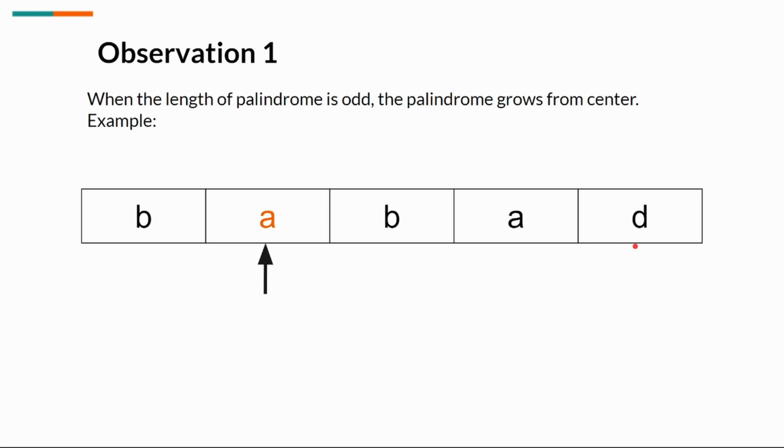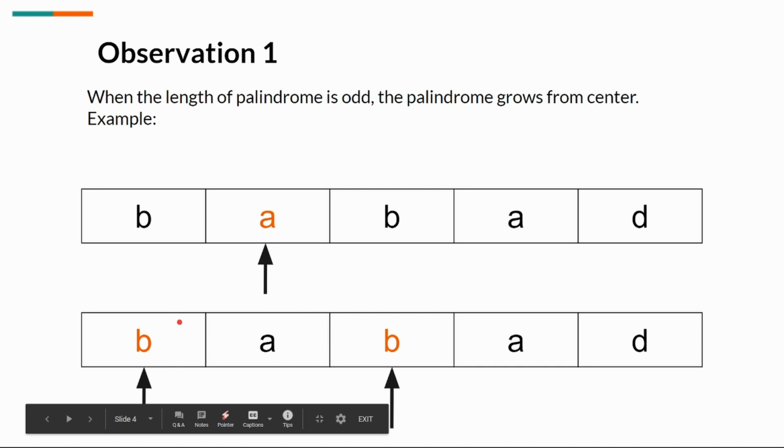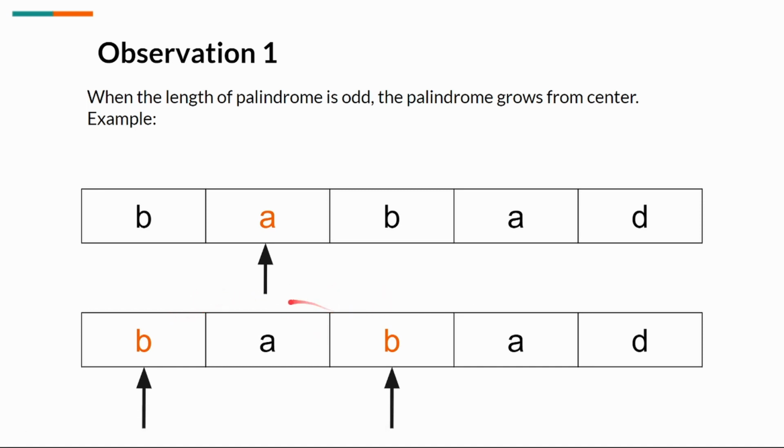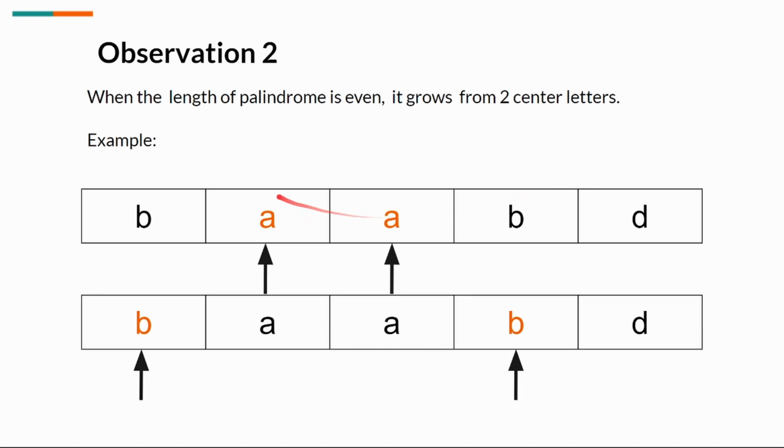Observation 1. When the palindrome is odd, the palindrome goes from the center. So this is an example. This would be the first one, and this would be the second one. And since the B and the B are also the same, that would be another part of the palindrome. When it is even, it grows from the two center letters, so it would be from here to here.